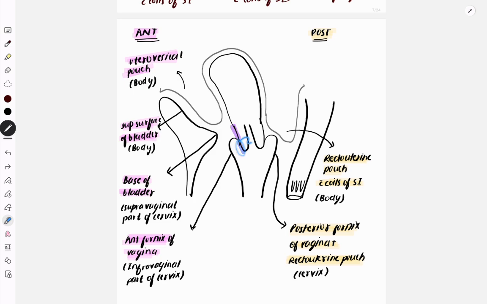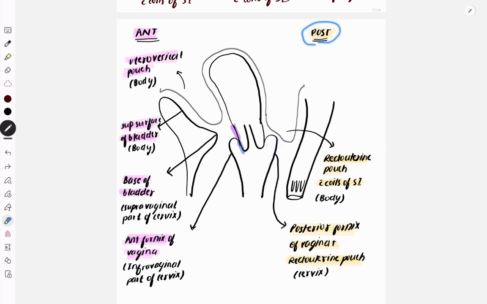The third part is the infravaginal part of the cervix, or we can also call it the vaginal part of the cervix. This vaginal part of the cervix is anteriorly covered by the anterior fornix of vagina. Basically, the vagina has four fornices. The first one is anterior, the second one is the posterior fornix of vagina, and there are two lateral fornices of vagina. So anterior to the vaginal part of the cervix we have the anterior fornix of vagina. Similarly, posteriorly we have the posterior fornix of vagina.